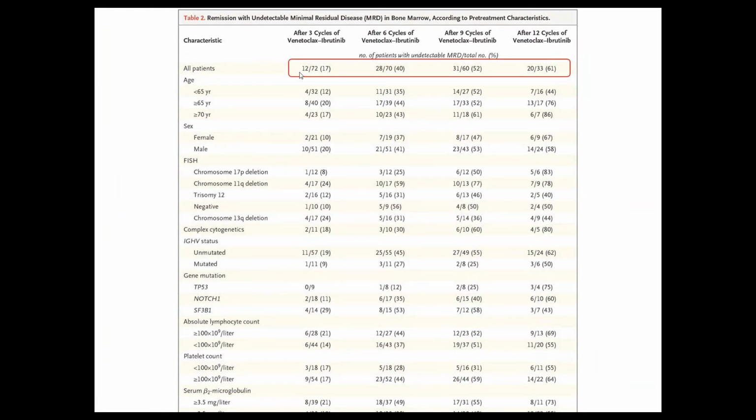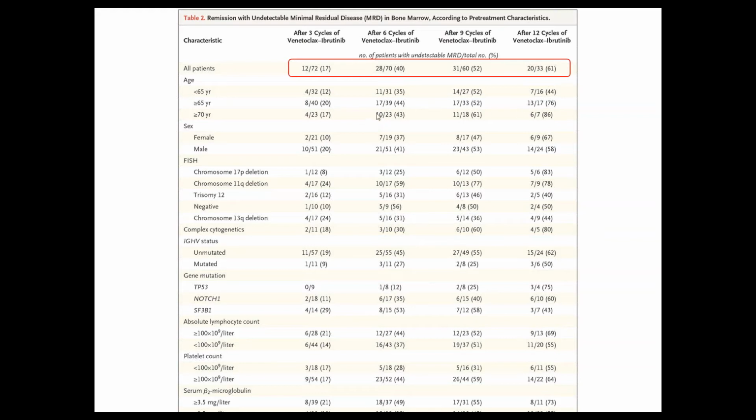And if we look at the patients, they received 3 cycles, 6 cycles, 9 cycles, or 12 cycles of this combination chemotherapy. And as we can see here, after 12 cycles of this therapy, a fairly substantial number of these patients enjoyed a complete remission and had undetectable minimal residual disease. And the responses were dependent upon how much treatment they received.